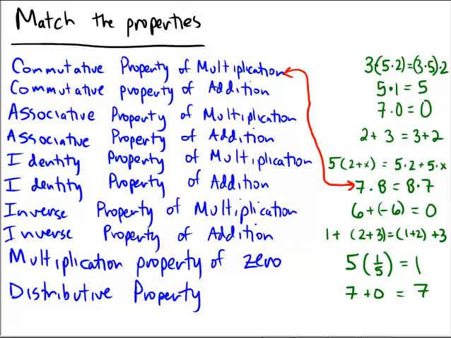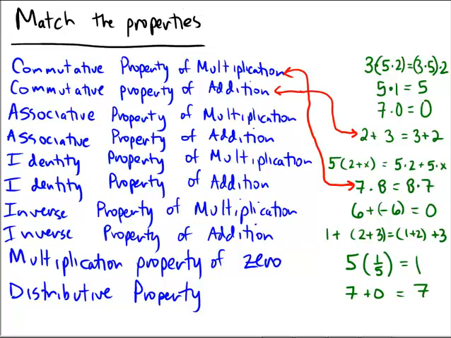Okay, commutative property of addition then is going to say that the order of addition is not going to be important. The order that we add in is not going to be important. So that one's going to connect here to 2 plus 3 equals 3 plus 2.